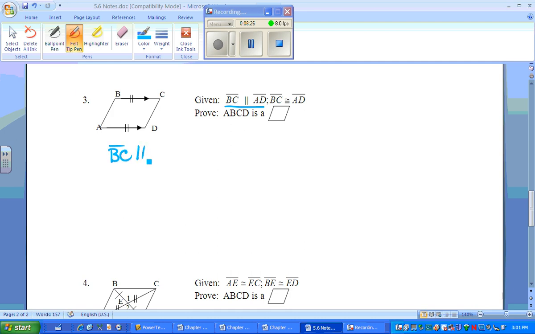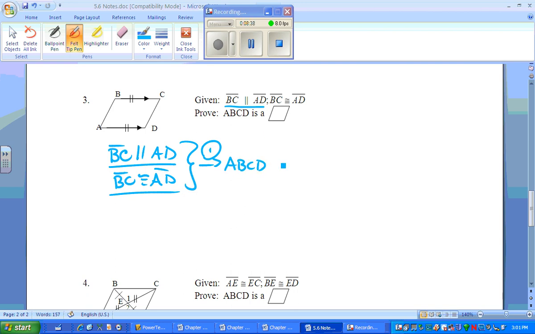So the shortcut for this would be that these are parallel, these are congruent, giving me ABCD is a parallelogram. Reason, and it's not definition of parallelogram, we just discussed that. If one set is parallel and congruent, then parallelogram.